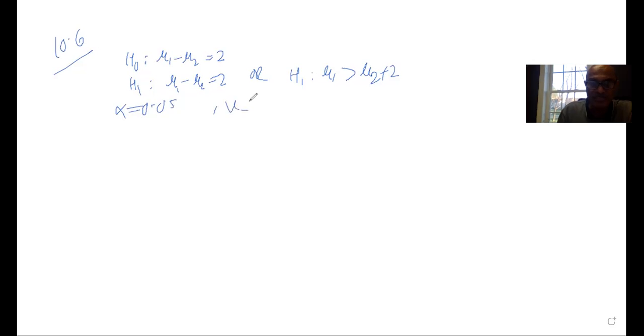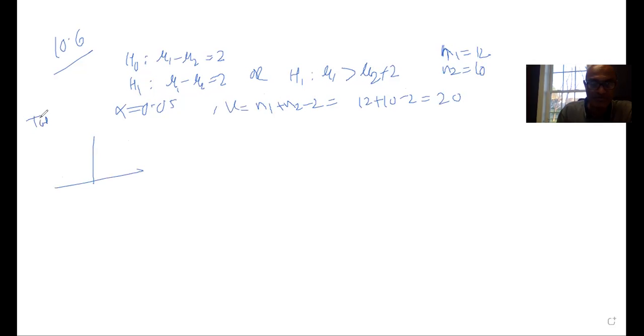And as I told you, I have been given N1 equal to 12 and N2 equal to 10. So my V is nothing but N1 plus N2 minus 2, and that is equal to 12 plus 10 minus 2, and that is equal to 20. So V is equal to 20. Now it is one-sided tail, alpha equal to 0.05.